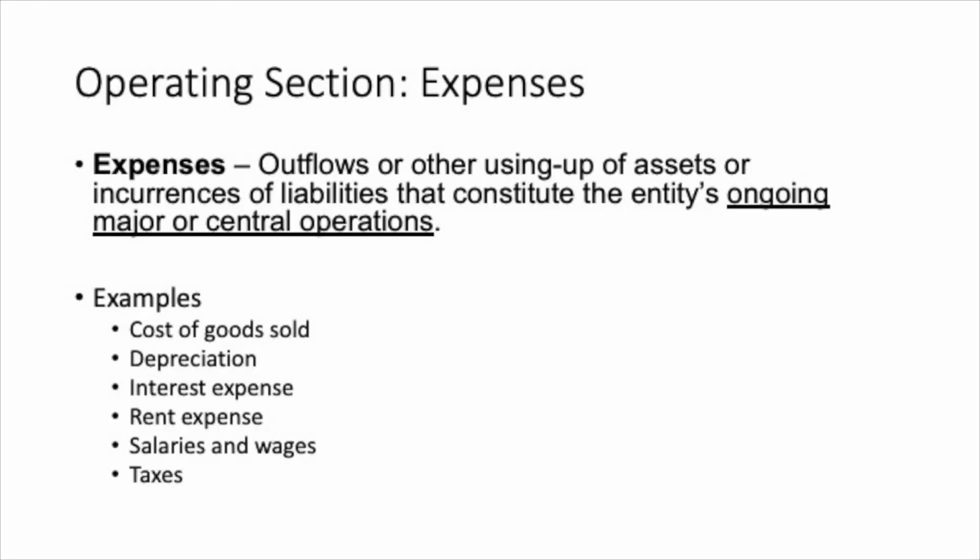So we match up revenues to expenses. Expenses are kind of the flip side of revenues. These are outflows or other using up of assets or an incurrence of liabilities that constitute an entity's ongoing major or central operations. Same thing, ongoing major and central operations. Cost of goods sold, depreciation, interest expense, rent expense, salaries and wages, taxes. These are expenses because they are associated with the company's ongoing major or central operations.